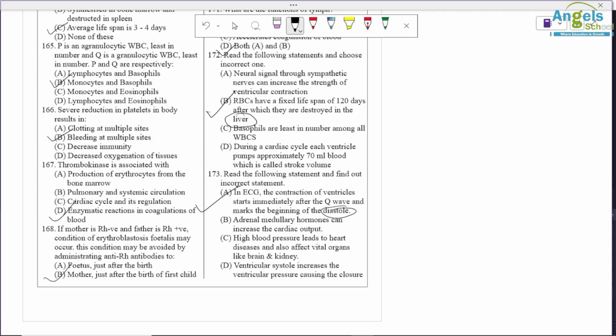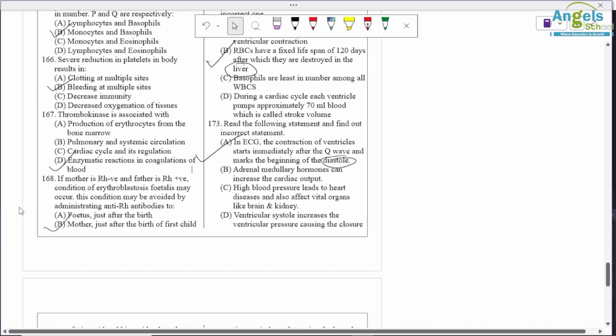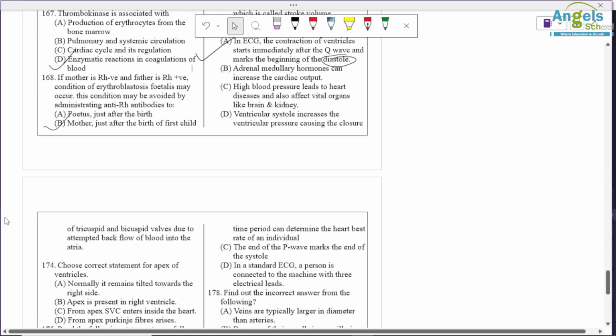Adrenal medullary hormone can increase the cardiac output. So correct statement. High blood pressure leads to heart disease and also affects vital organs like brain and kidney. Correct statement. Ventricular systole increases the ventricular pressure causing closure of tricuspid and bicuspid valves due to attempted backflow of the blood into the atria.